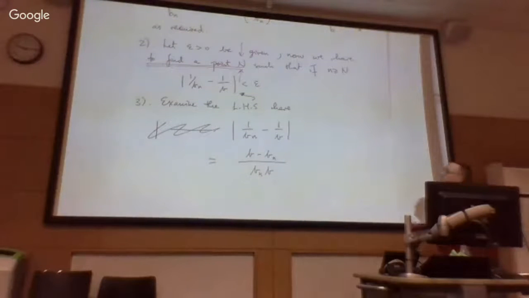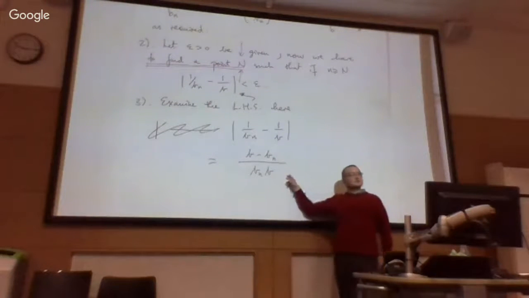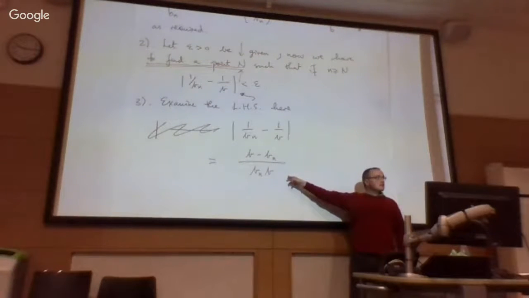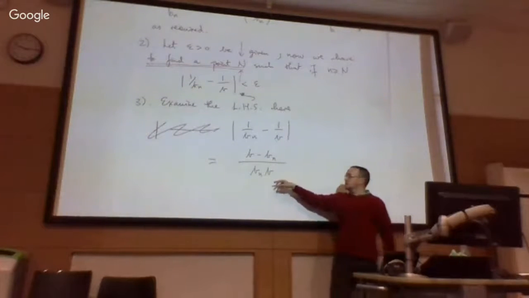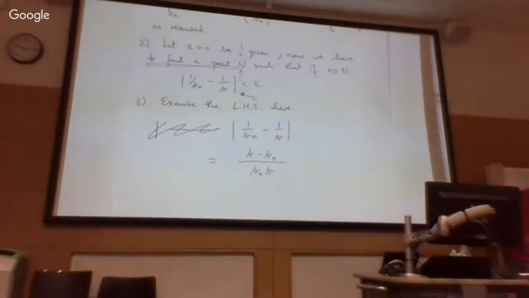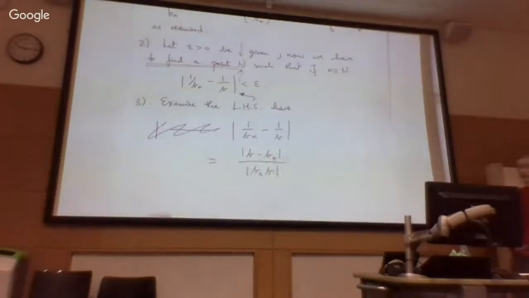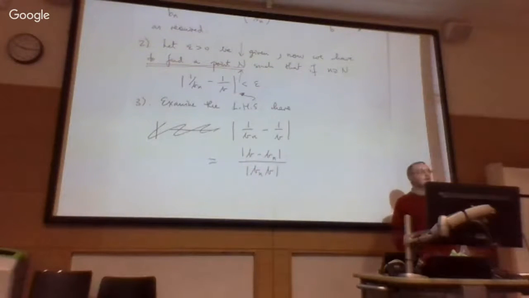And moreover, there should be large absolute value signs around this quotient, around this fraction. But large absolute value signs around a fraction, you can simplify or reduce down to the absolute value at the top divided by the absolute value of the bottom.